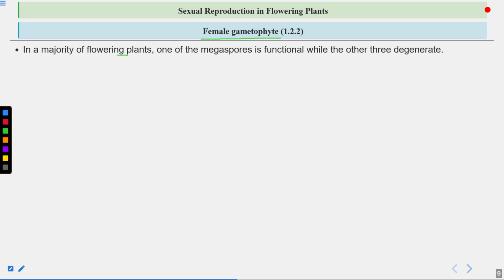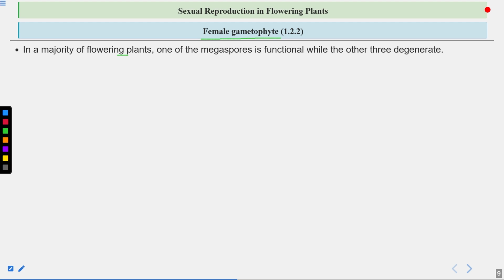Now, how is this female gametophyte formed? One of the nucellus cells becomes prominent and different by accumulating a large amount of cytoplasm and a very large nucleus. It becomes very different from the other nucellus cells, and it undergoes meiosis, the reduction division. And what is the result of that reduction division? Four megaspores are formed.